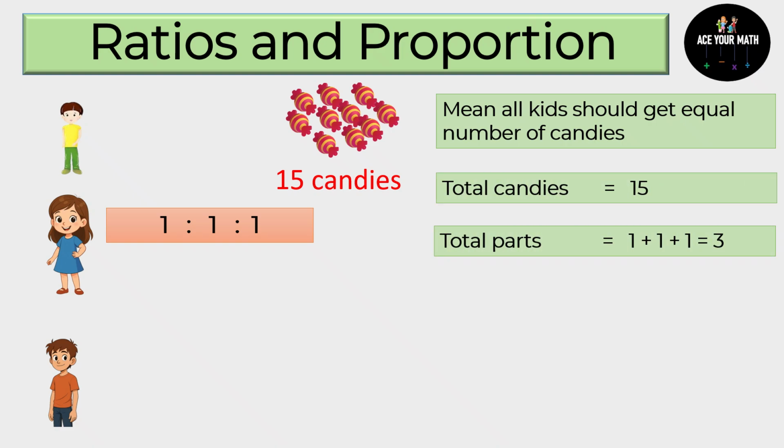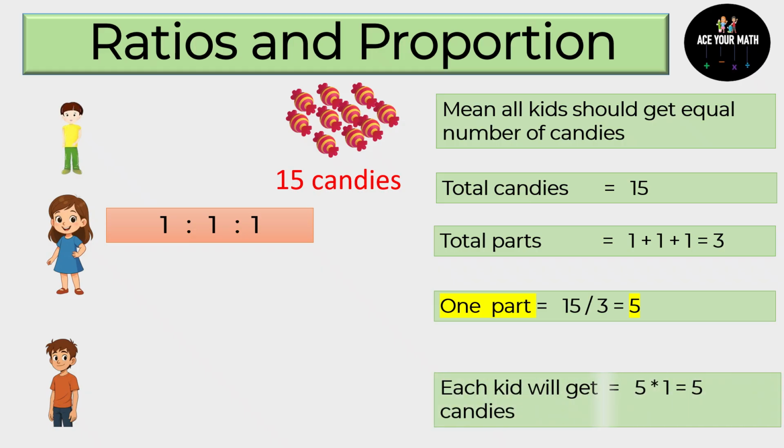How many total parts? You will add these three ratios. That will give you 3. Now you will calculate the value of one part. How do you calculate one part? You will divide 15 by 3. What do you get? 5. So the value of one part is 5. And you need to divide candies in the ratio of one part, one part, and one part. It means all these three kids will get 5 candies each because the value of one part is 5. So all three will get 5, 5, 5, and the total was 15 candies.